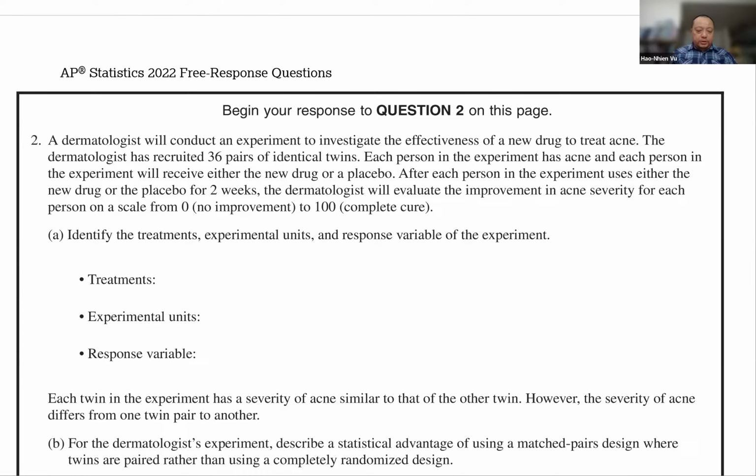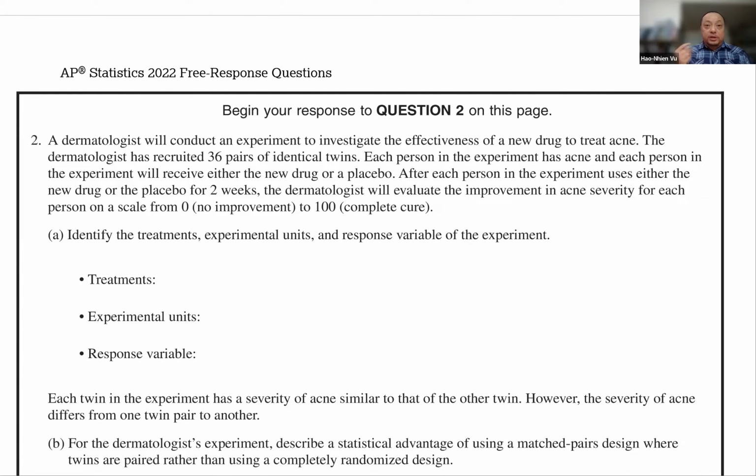Question 2. A dermatologist will conduct an experiment to investigate the effectiveness of a new drug to treat acne. The dermatologist has recruited 36 pairs of identical twins. Each person in the experiment has acne, and each person in the experiment will receive either the new drug or placebo. After each person in the experiment uses either the new drug or the placebo for 2 weeks, the dermatologist will evaluate the improvement in acne severity for each person on a scale from 0, no improvement, to 100 for complete cure. Identify the treatments, experimental units, and response variable.